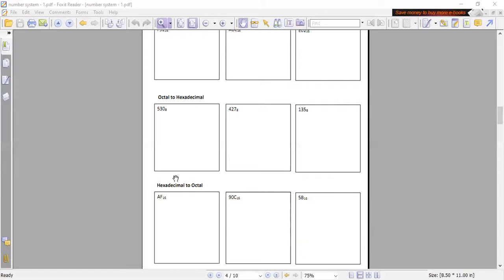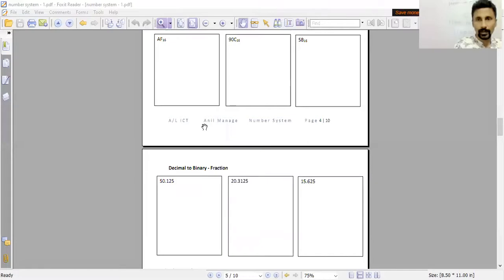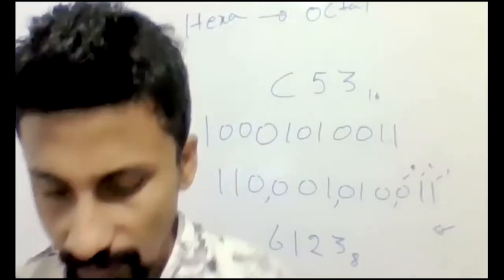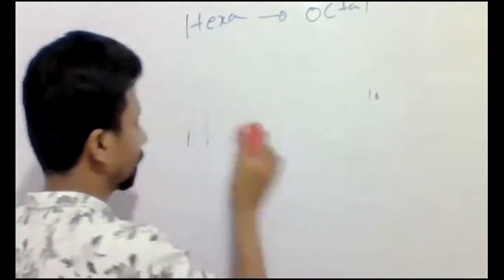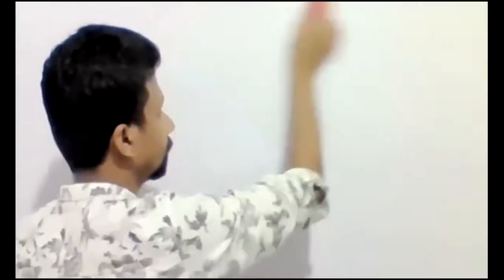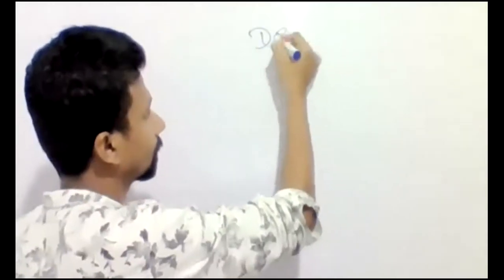Then write down the next topic, decimal to binary fraction. Now we are going to discuss how to convert decimal numbers having fractions. Now we have discussed how to convert decimal to binary, we have done.